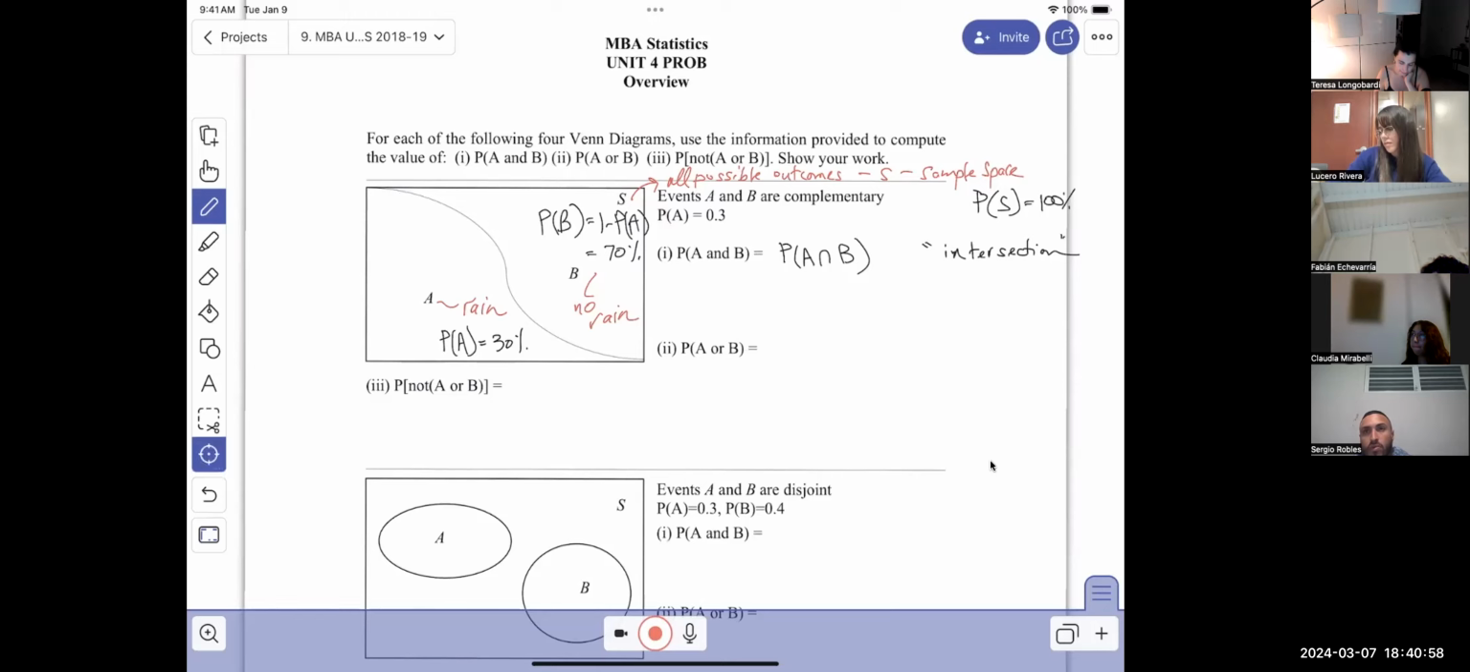In this Venn diagram, do A and B ever coincide? Can you have both rain and no rain at the same time? No. So for complementary events, it doesn't even matter if I know the value of A or the value of B. I know that complementary events will never intersect. Always true for complementary events. So these are the results for complementary events.